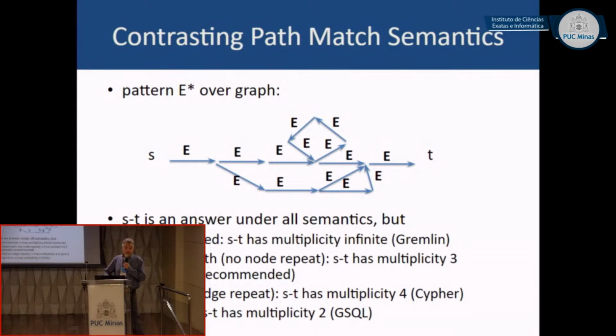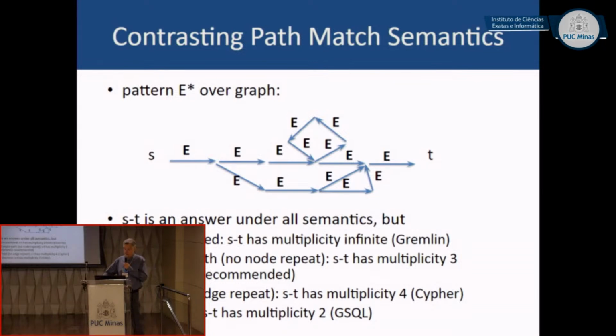However, if I look at unrestricted path, then it comes up with infinite multiplicity, because I can go around this cycle here an arbitrary number of times. Every time it's a different path. So I can't really count these unrestricted paths. For the simple path, I have this one here, the horizontal, and then I can go down here and up, and then I can go down here and up a bit later. So I get 3 simple paths. In Gremlin, with a simple path predicate, I would have multiplicity 3.